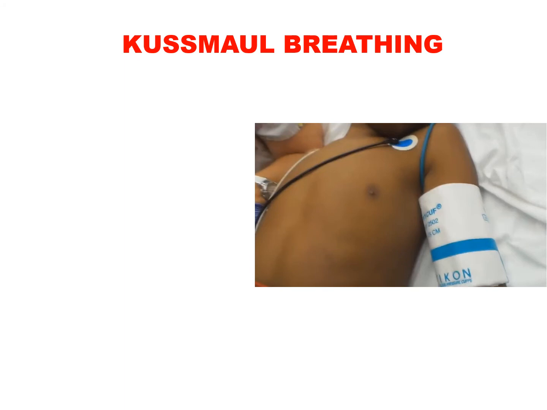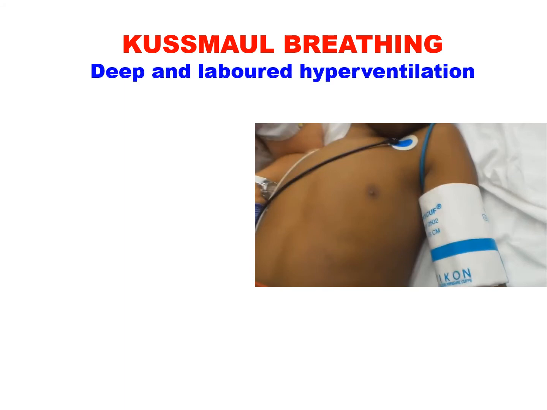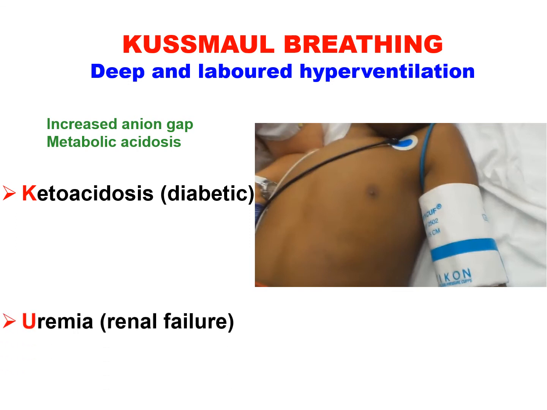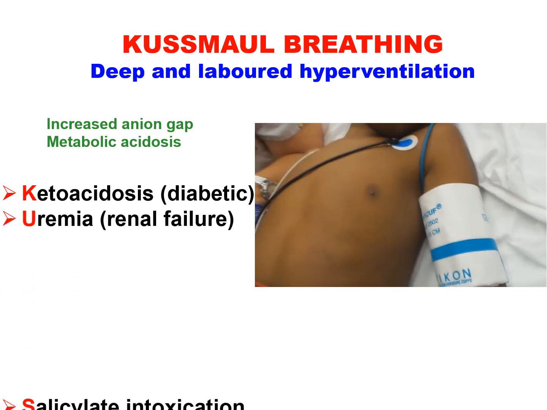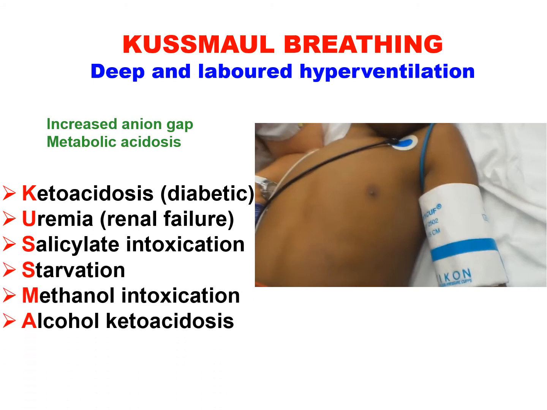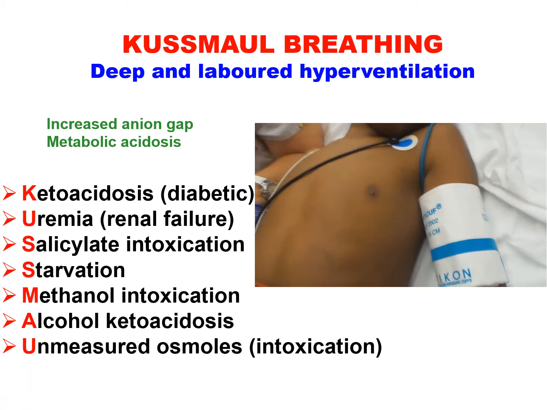The increased respiratory rate that we are talking about has a pattern. It is called Kussmaul breathing, characterized by deep and labored ventilation. It is a correction measure for increased anion gap metabolic acidosis. Just to revisit, the causes associated with increased anion gap metabolic acidosis are ketoacidosis, diabetic ketoacidosis, uremia caused by renal failure, salicylate intoxication, starvation, methanol intoxication, alcoholic ketoacidosis, unmeasured osmoles, and lactic acidosis.